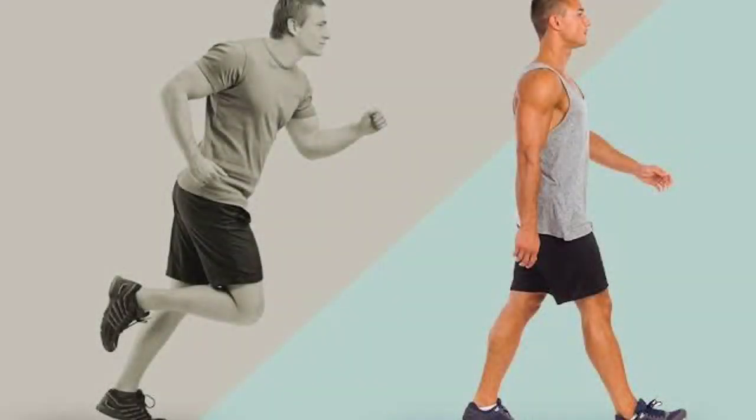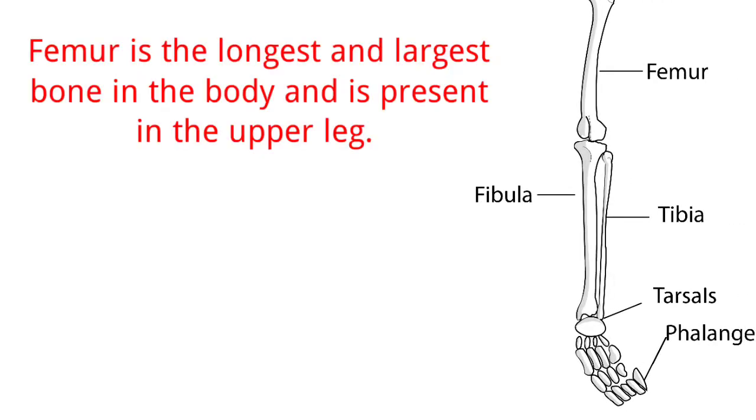The lower limbs, or hind limbs, support the entire weight of the body and help us to walk and run. The femur is the longest and largest bone in the body and it is present in the upper leg. Tibia and fibula are 2 bones in the lower leg. The wrists, fingers, ankles and feet have several small bones.